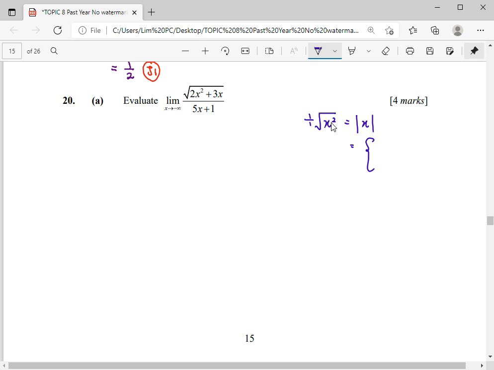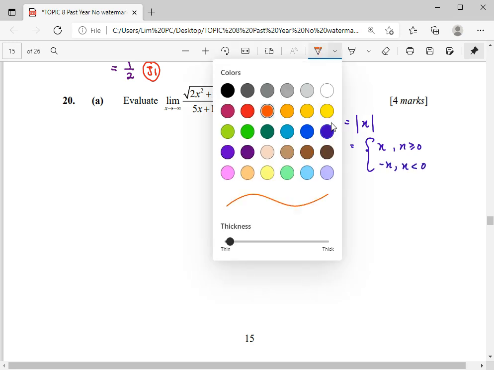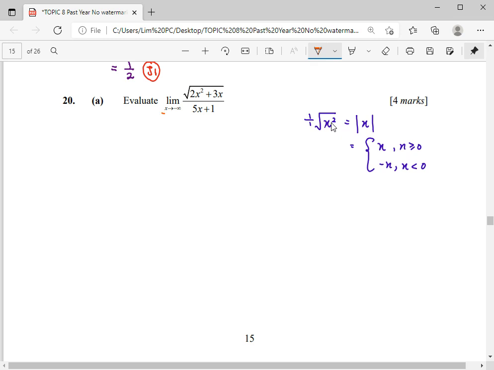As we know, modulus x can be expressed as a piecewise function: when it is positive, greater than or equal to 0, and when it is negative, less than 0. So our limit, which is x approaches negative infinity. For the part that is a function not involving the surd, we will divide by negative x.